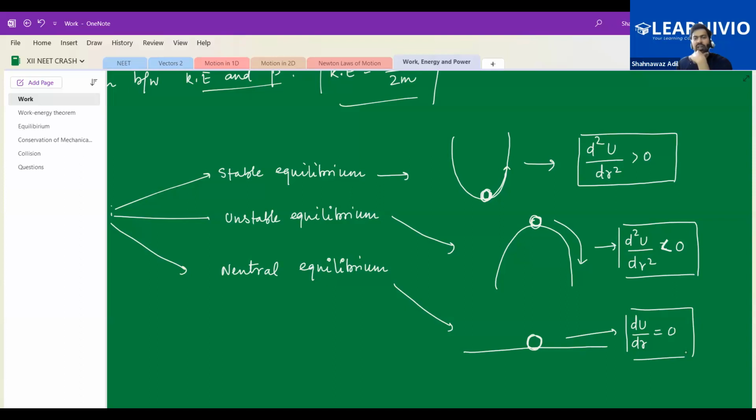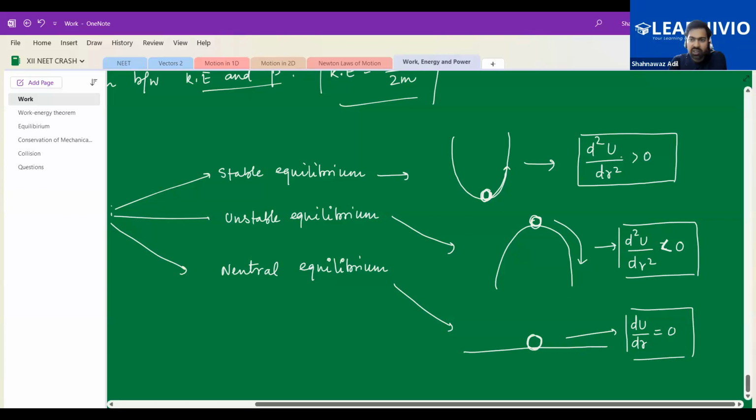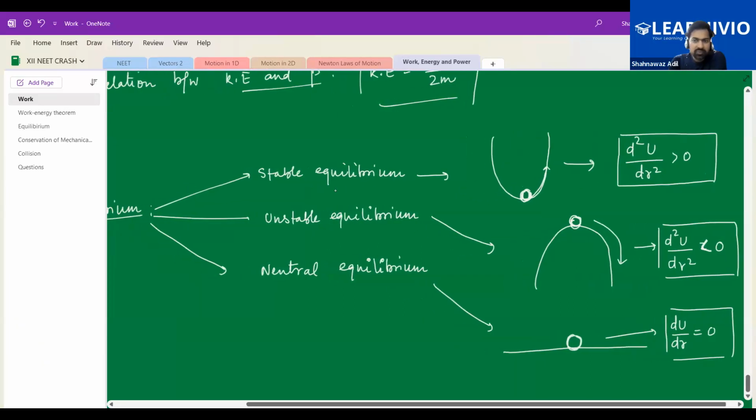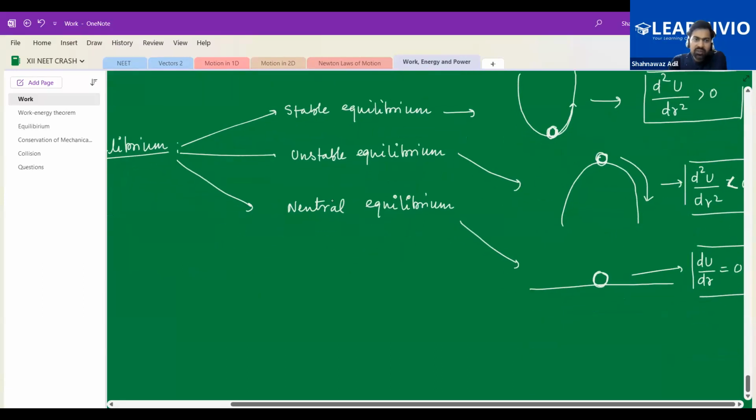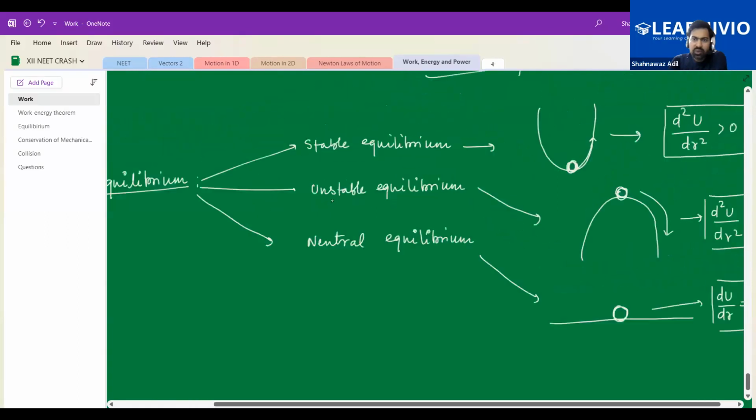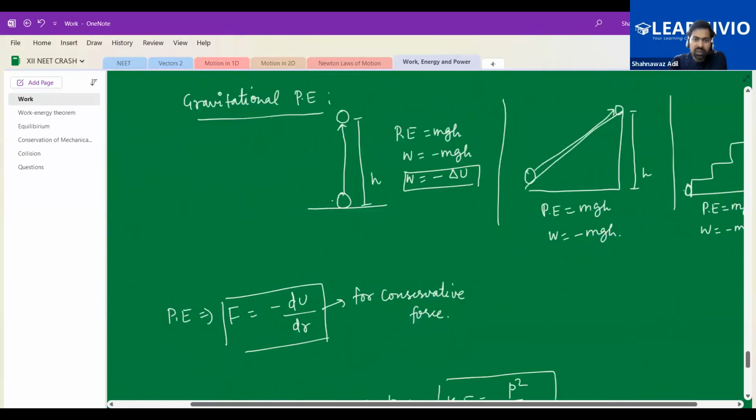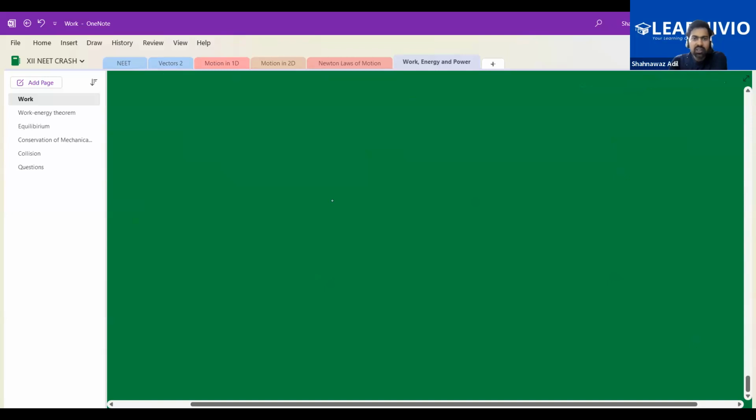Okay, any doubt, any question with these concepts? We have studied work, we have studied energy, and we have studied this equilibrium condition. This equilibrium arises due to the potential energy, so that is defined by the potential. Any doubt, guys? Any question up to this point? No, sir. Good. And then the next concept is, if you want to note any of these things down, then please write it. I will put the screen here.